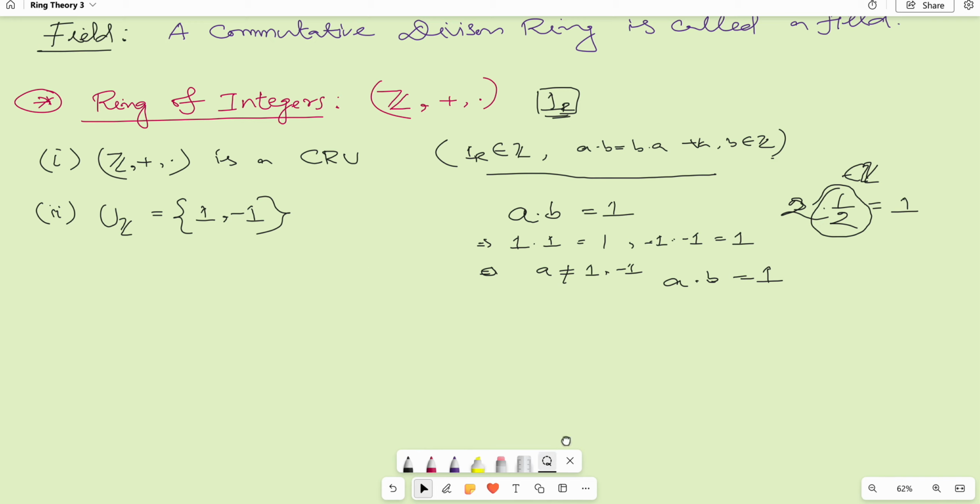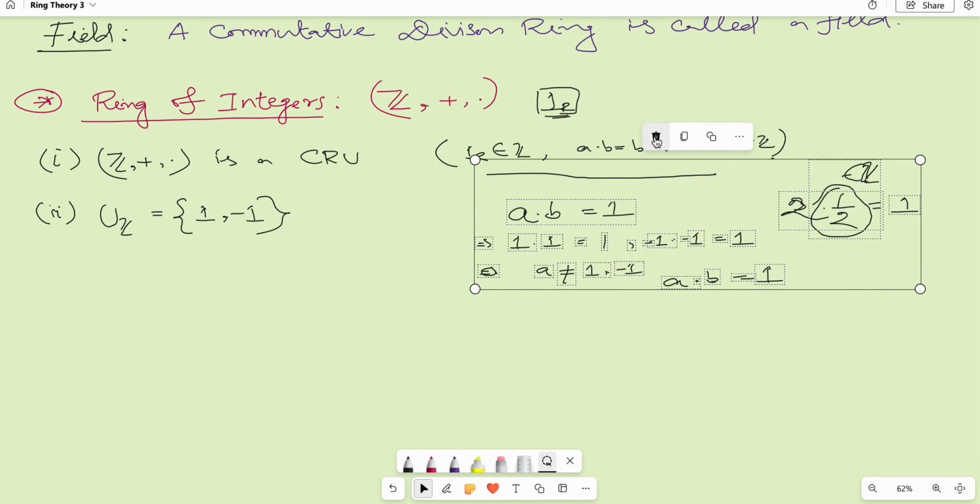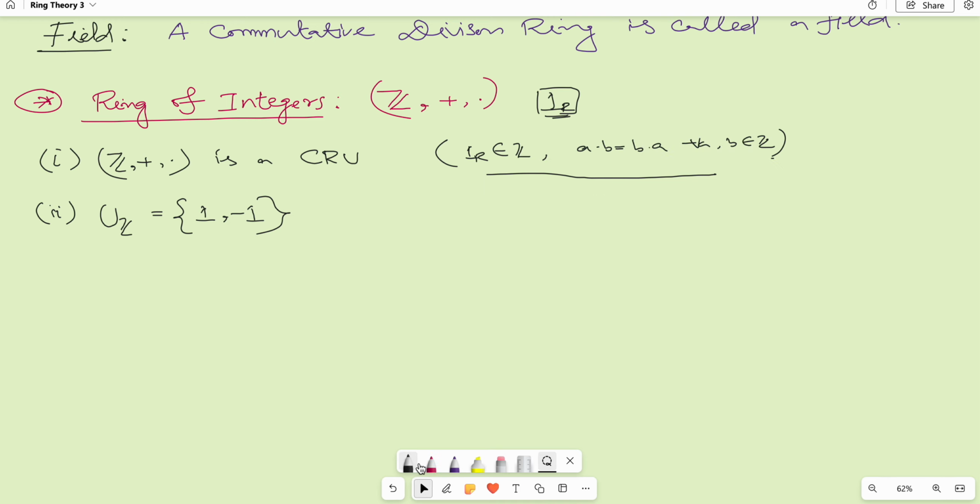Is this clear? Yeah, it should be clear. So the third property I am going to talk about: what are the idempotents in Z? Idempotence means A square should satisfy A square equals A, right? So 0 square is equal to 0 and 1 square equals 1. It always satisfies. But can there be any other element?